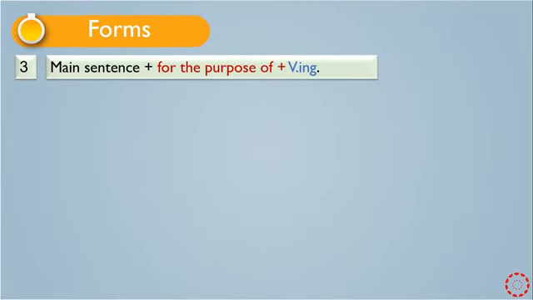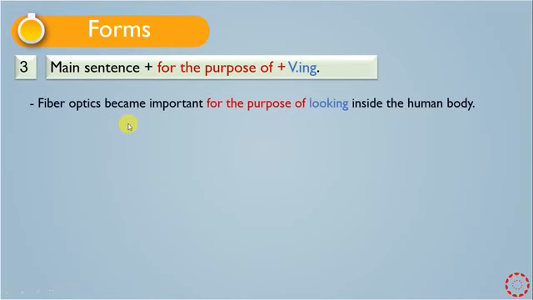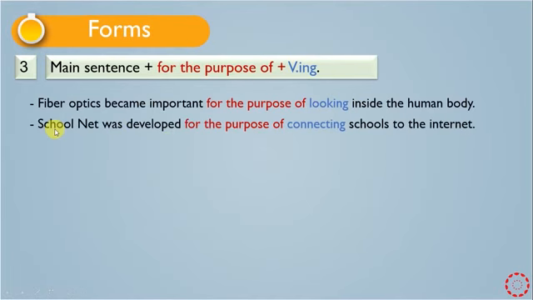Another form of expressing purpose is for the purpose of. We have the main sentence at the beginning, and then for the purpose of. We use this expression also for expressing purpose, but it is followed by verb plus ing. Look at this example. Fiber optics became important for the purpose of looking inside the human body. We change the form of the verb to the present participle. SchoolNet was developed for the purpose of connecting schools to the internet.